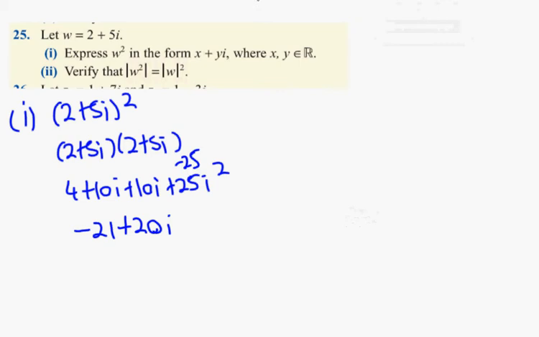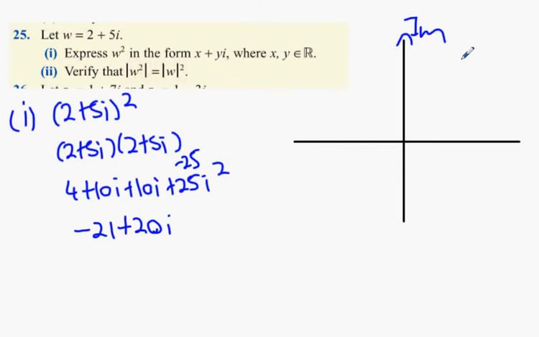If I was to draw that on the Argand diagram, where exactly would it be located, given that that's the imaginary and that's the real? So I have to go 21 to the left, and how much up? 20 up, and this would be the location of the complex number minus 21 plus 20i. It'd be located at the point minus 21, 20. Everybody happy with that?